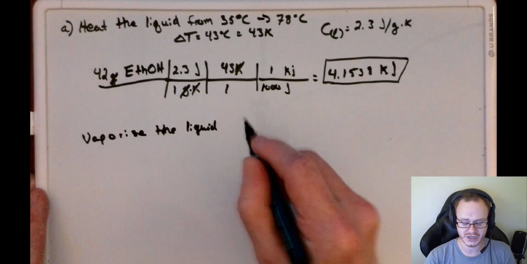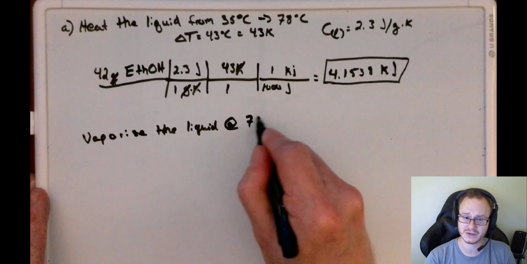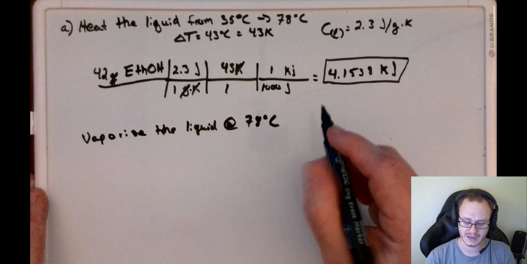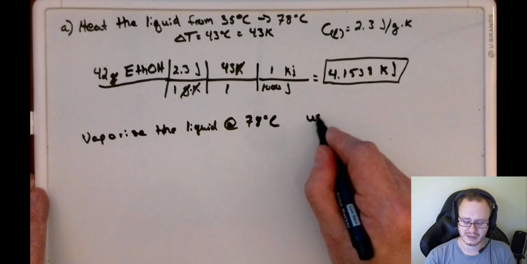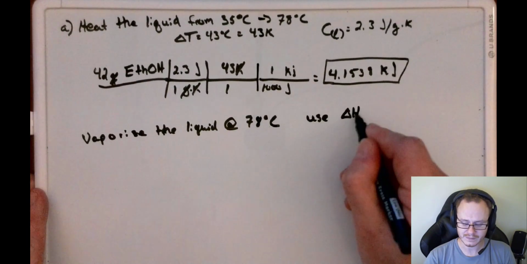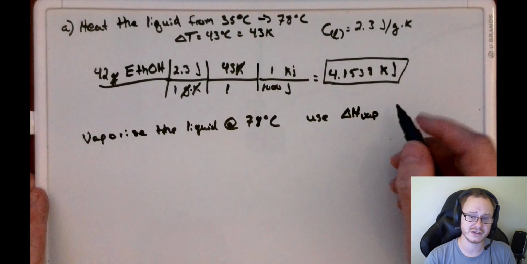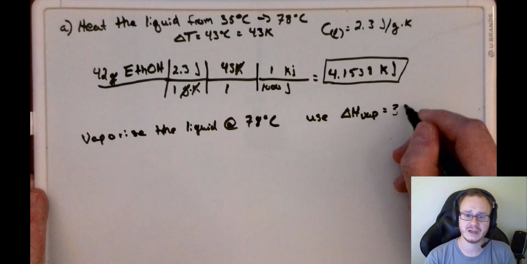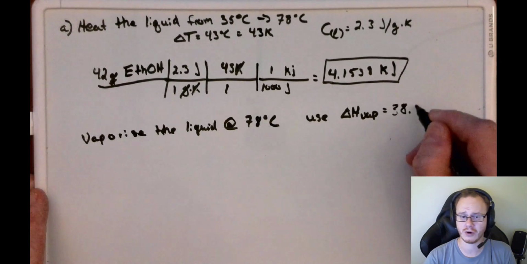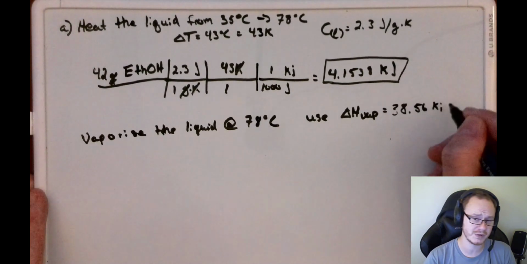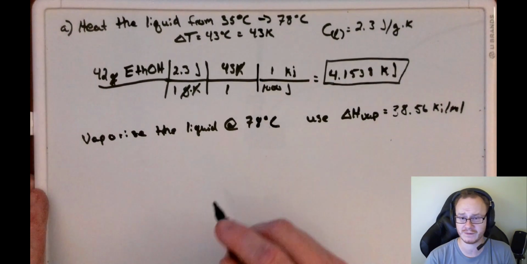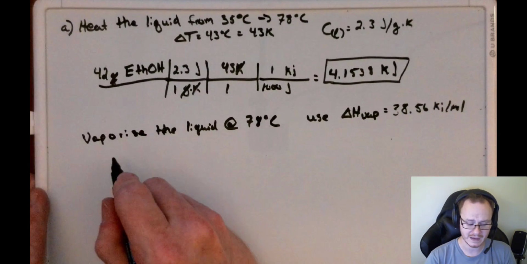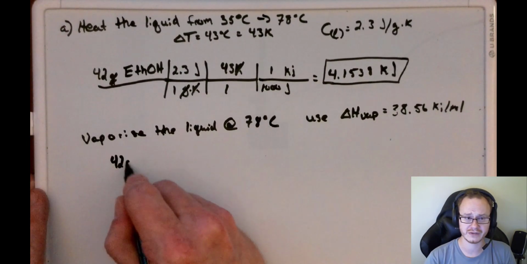Because this is a phase change, I will need to know the heat of vaporization that was given to me. Turns out that the heat of vaporization here is 38.56 kilojoules per mole. This is different than just simply heating up a liquid. A phase change will always use the heat of vaporization or potentially the heat of fusion, depending on what phase change is happening. Now I can use the dimensional analysis.